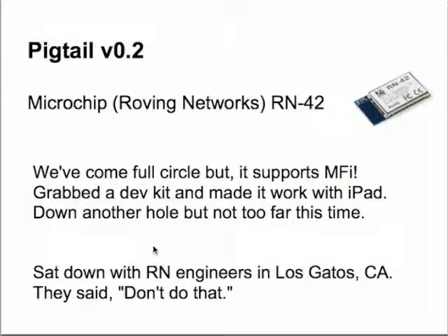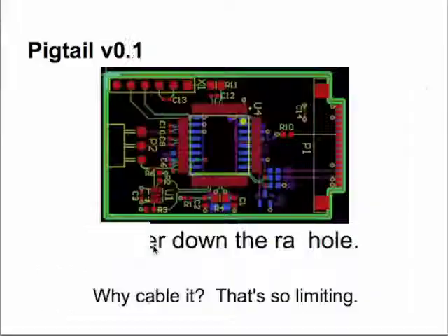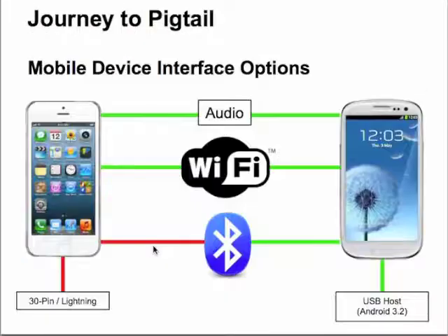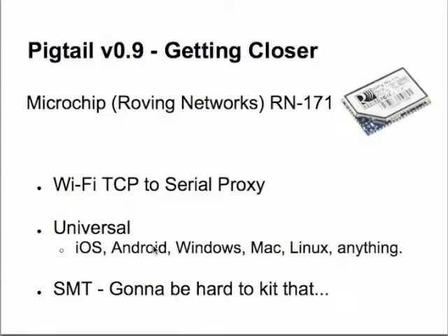And then I went down and visited Roving Networks, which is near my home. It's about 15-20 minutes away. And I sat down with the engineers there, and they said, don't do that. And one of the reasons they said don't do that is, looking back at this picture, they're the ones who made me realize that Wi-Fi was the way to go for this, because everything supports Wi-Fi, not just iOS and Android devices, but computers support it as well. A lot of things out there support Wi-Fi.